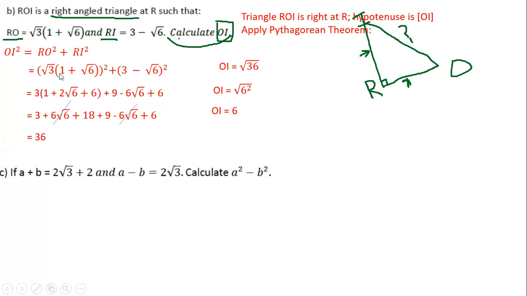A is 1, so A squared is 1 squared, which is 1. I want 2AB, so I multiply A by B, then I multiply by 2. 1 times radical 6 is radical 6, times 2 it is 2 radical 6. Now I want B squared. B is radical 6 squared. The square cancels the radical so it is 6. And I continue. This is how we apply the Pythagorean theorem.